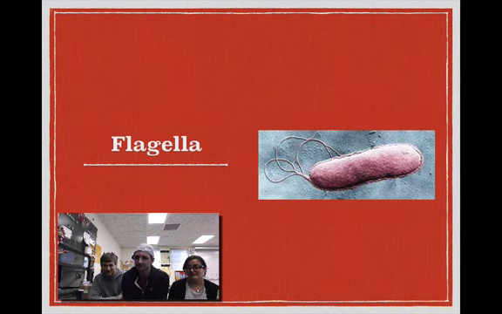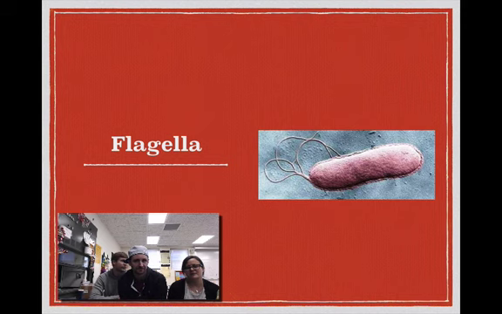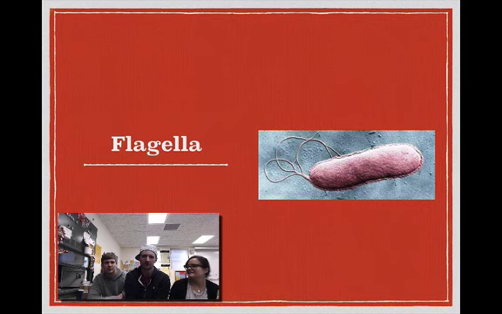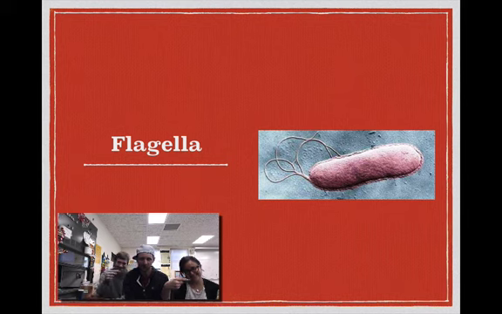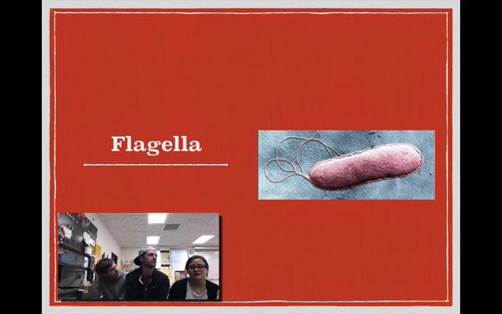Some cells have flagella. Flagella are at the very back of the cell. You can say it's a whip. On that side of the cell, there's kind of a thread-like structure. A flagella is used by a cell to move around. So it will kind of whip back and forth and move that cell around.